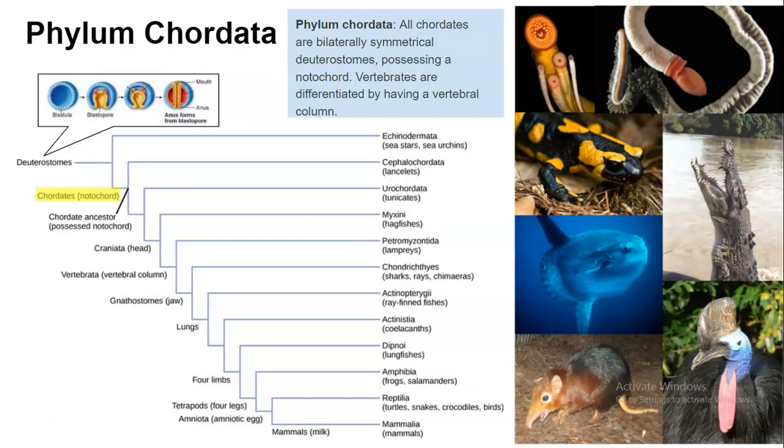All chordates are bilaterally symmetrical deuterostomes, and they possess a notochord. A notochord is a nerve cord that runs along the backside of the animal. Vertebrates are a special type of chordate who surround the notochord with vertebrae. They have a vertebral column. And most chordates are vertebrates, but there are a few who are not.